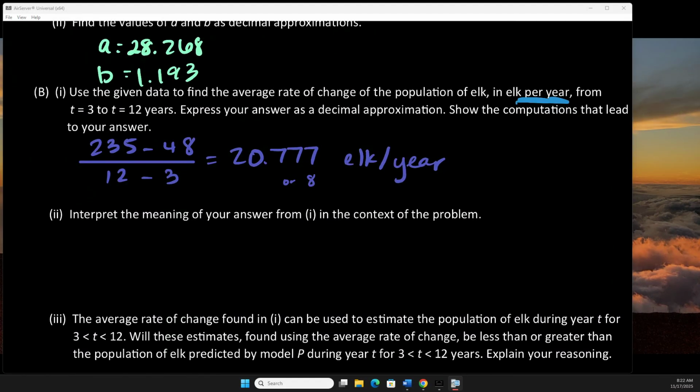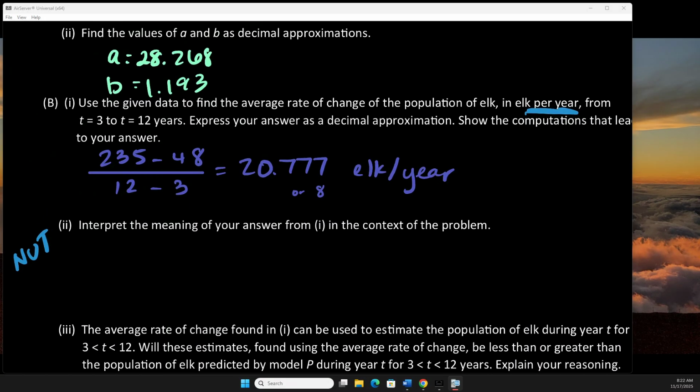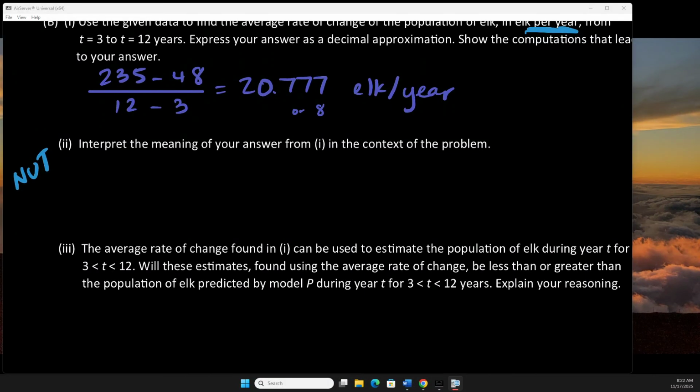Okay, and then for number 2, we are going to interpret the meaning. An interpretation doesn't mean you say the average rate of change. You don't just state the answer. You have to say what it means. And to help with what it means, we can use the NUT method. The noun is the population of elk. Now I do like to start off, if it's the average rate of change, with on average. You don't have to, but that's best. So, on average, the noun, the population of elk.